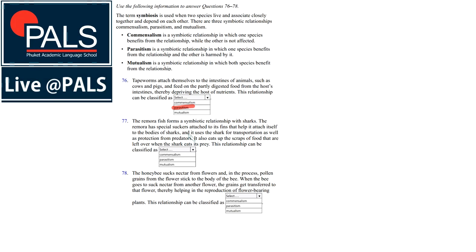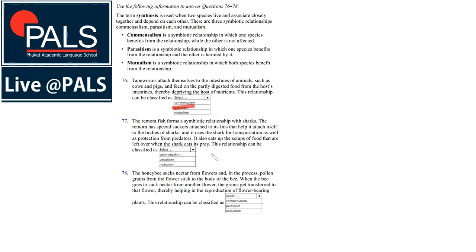The remora fish forms a symbiotic relationship with sharks. The remora has special suckers attached to its fins that help it attach itself to the bodies of sharks. It uses the shark for transportation as well as protection from predators. It also eats up the scraps of food that are left over when the shark eats its prey.